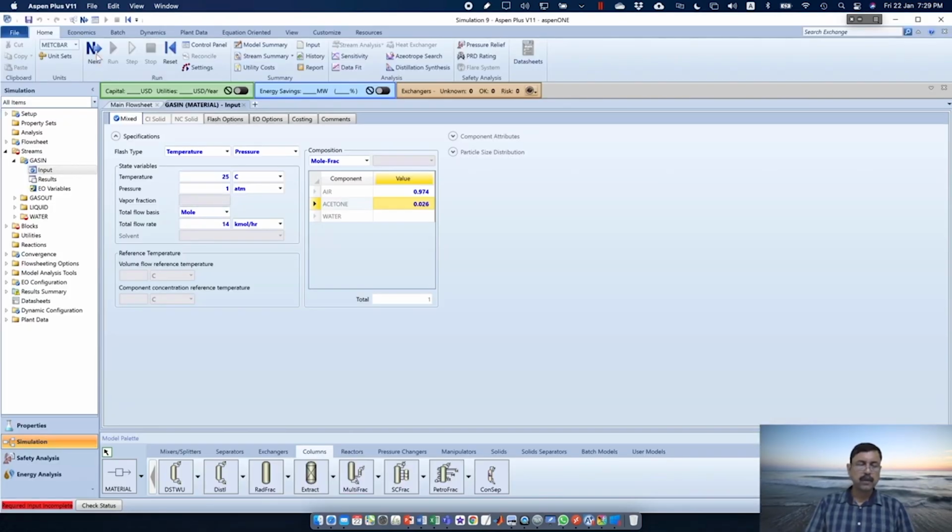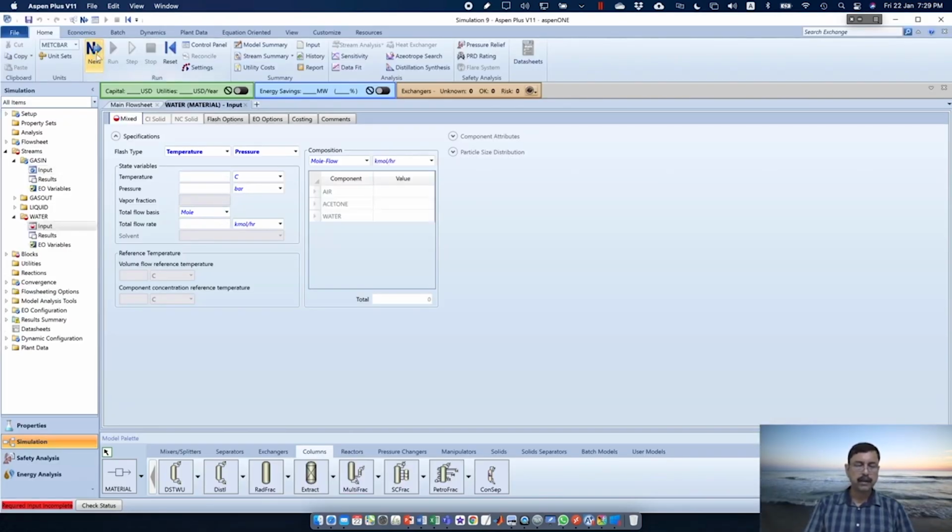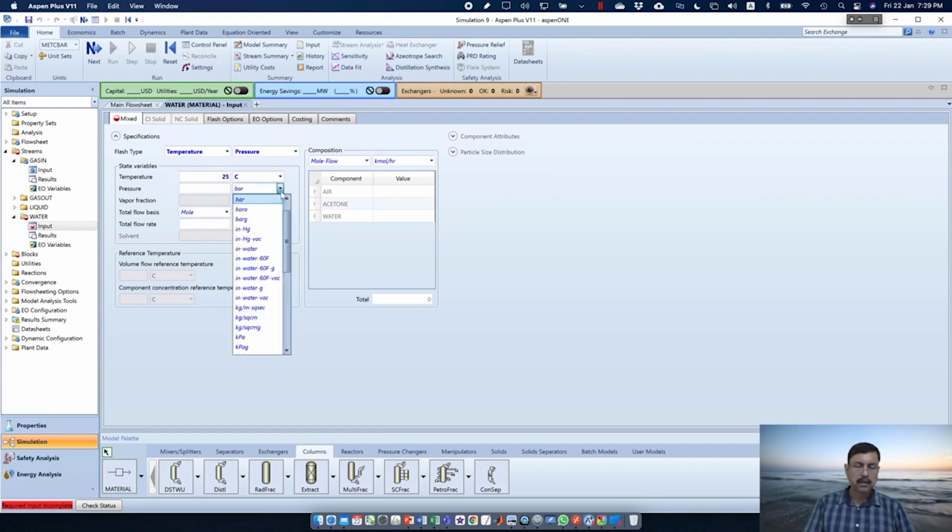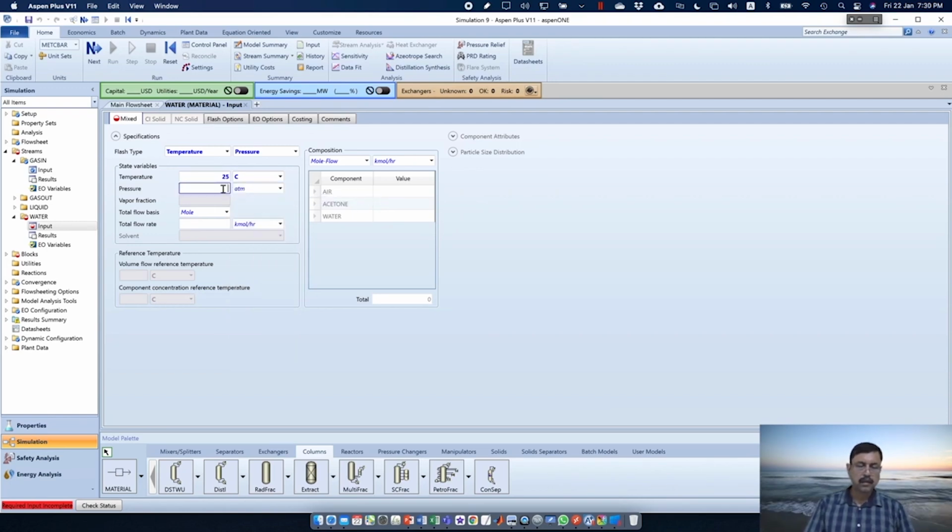Next it will ask for water. Yes, water it is asking. The temperature and pressure remain the same, and water is 45 kilomole per hour. Press next.